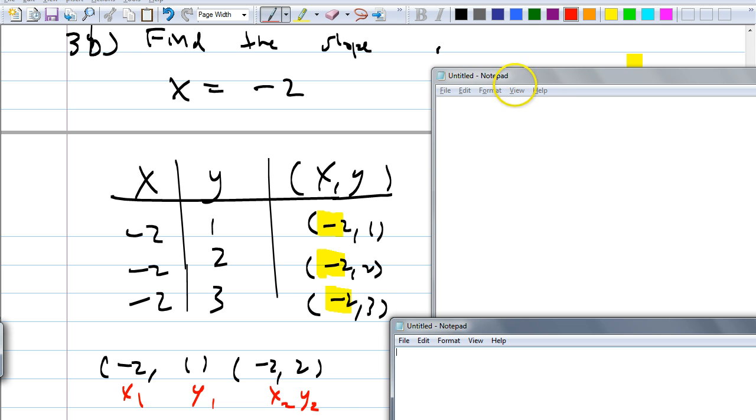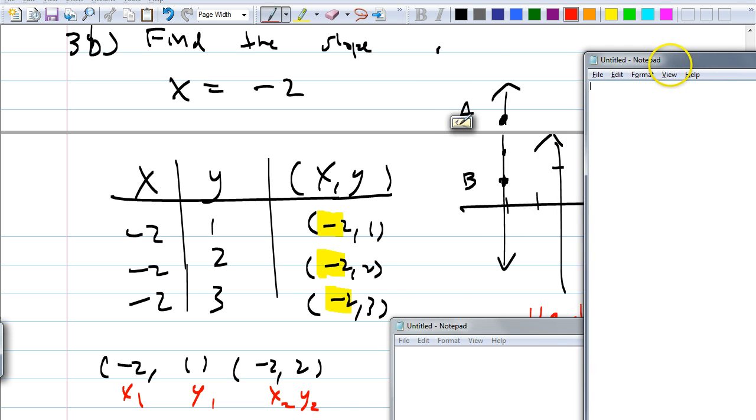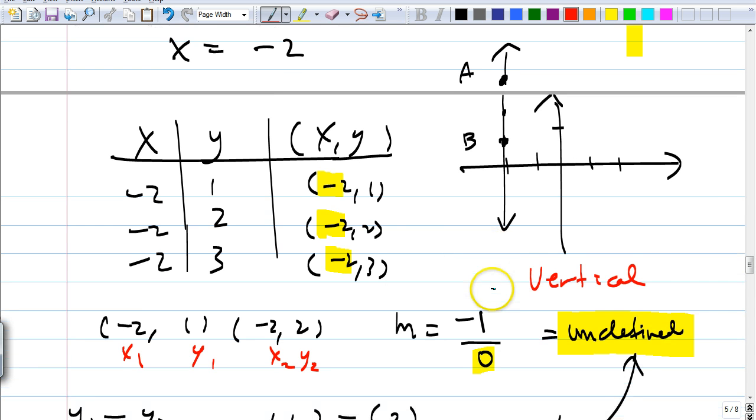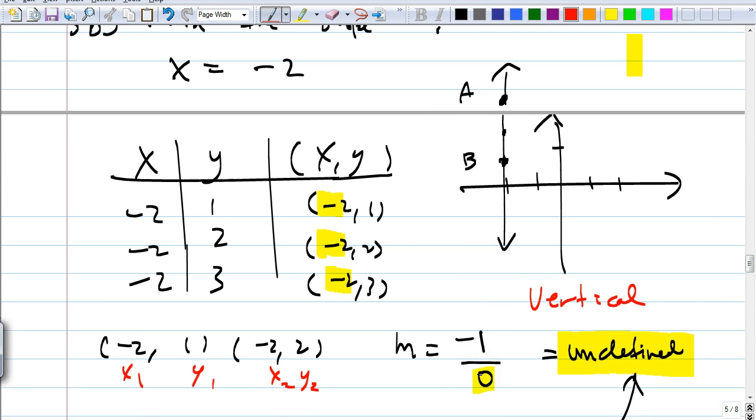By the way, if you were to graph this, you get a vertical line, right? So with a vertical line, if I pick 2 points, there is a rise, right? But is there any run? What do you think the slope of this will be? Can you have something over 0 as a fraction? No, it's undefined. And as you can see, if I plug it in, I get -1/0 for a slope. So for every vertical line, the slope is undefined.